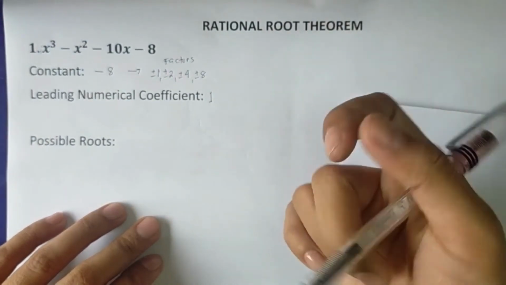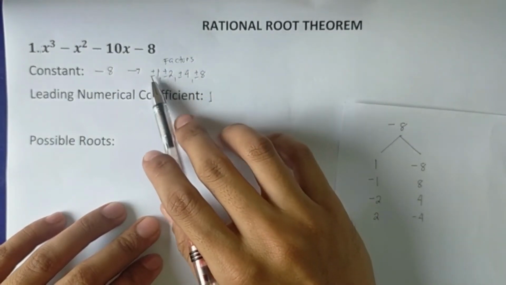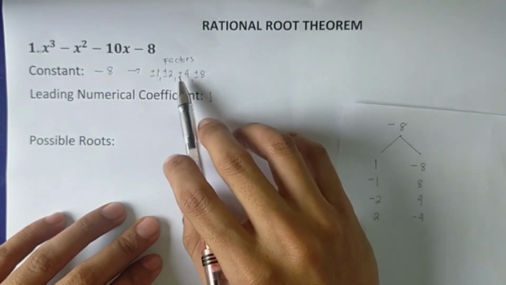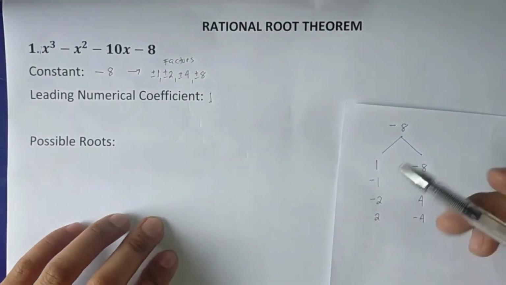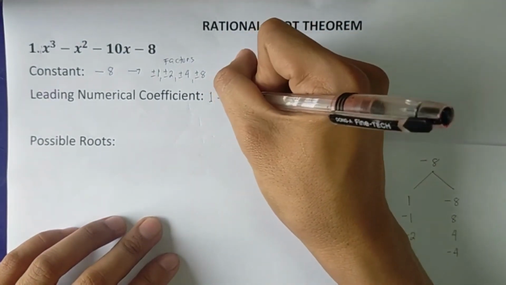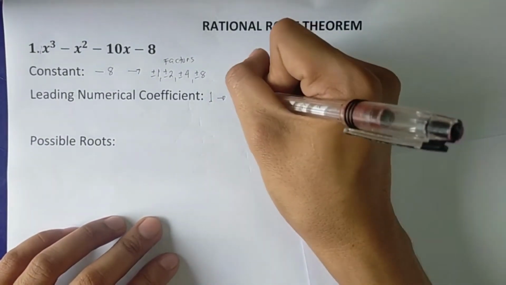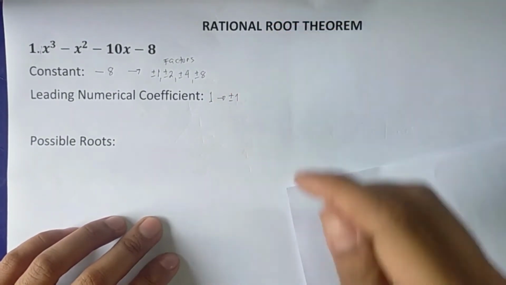There are 8 factors. There are 8 numbers here. Positive, negative 1, positive, negative 2, positive, negative 4, positive, negative 8. 8 numbers rather. Okay, how about 1? What are the factors of 1? We have only positive and negative 1.